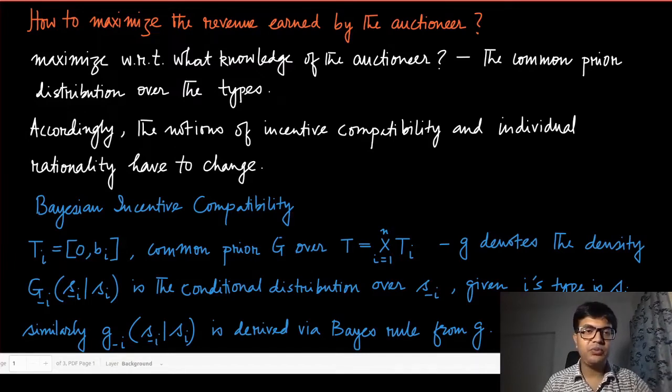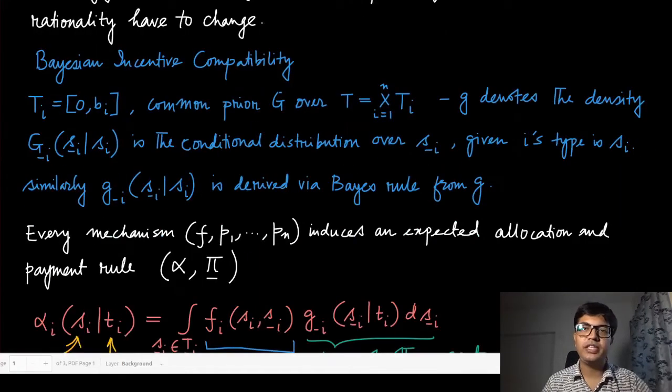And that is the reason we will now shift to the Bayesian setting, and we will redefine these notions of incentive compatibility and individual rationality in the Bayesian setting. So Bayesian incentive compatibility we have already discussed very early in this mechanism design segment. Now we are going to define BIC in the context of single object allocation. Assuming that the type sets are intervals between 0 and b_i for agent i, and the common prior is defined on top of that type profile. So it's a Cartesian product over all the types of all these agents.